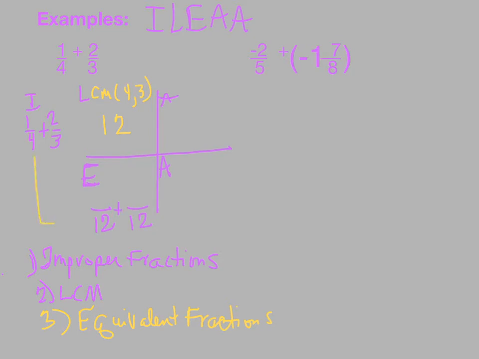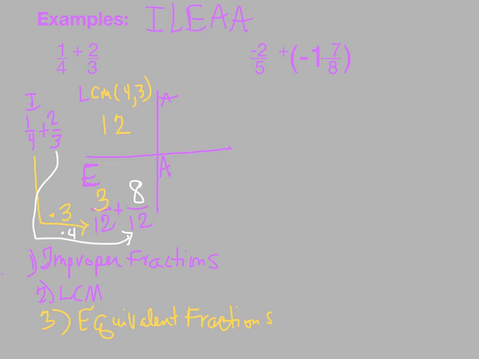So 4 becomes 12 by multiplying times 3. So I multiply 1 times 3. My numerator is 3. For 2/3, I know that 3 becomes 12 by multiplying it times 4. 2 times 4 is 8. So my equivalent fractions are 3/12 plus 8/12.